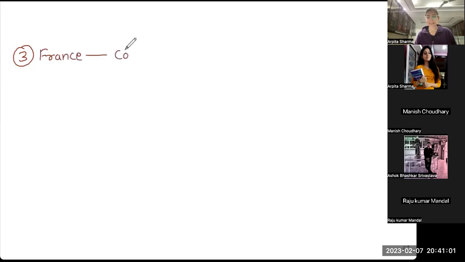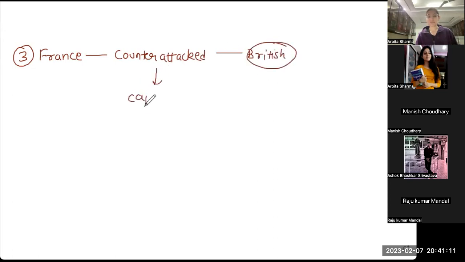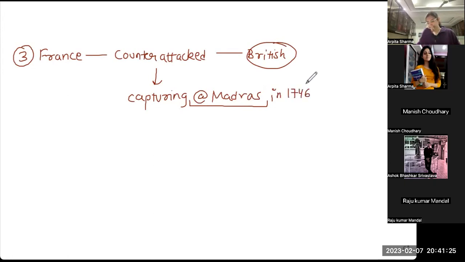So step number 3 was the French. What they did, they counter attacked. They counter attacked on the Britishers. And how did they do it? By capturing the most important fort or factory of the Britishers, which was established at Madras. So they captured Madras only. They captured the whole of Madras in 1746.